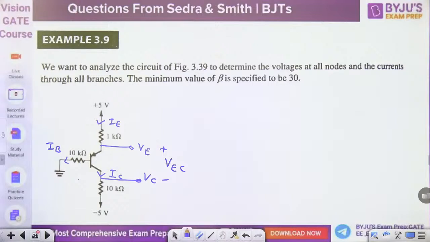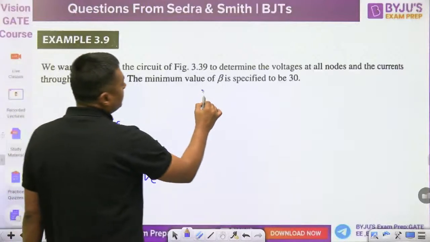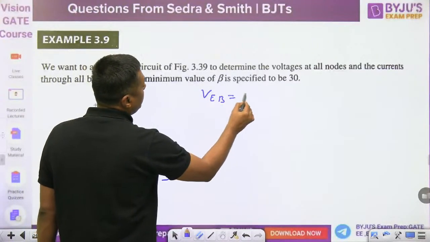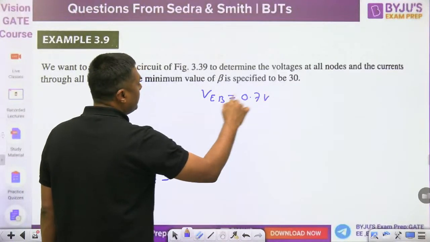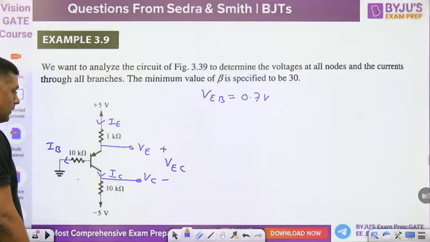The minimum value of beta is specified to be 30. The minimum value of beta is what? 30. 30 is given. Then what is the value of VEB? VEB in a PNP transistor is 0.7 volt. In an NPN transistor, VBE is 0.7 volt.